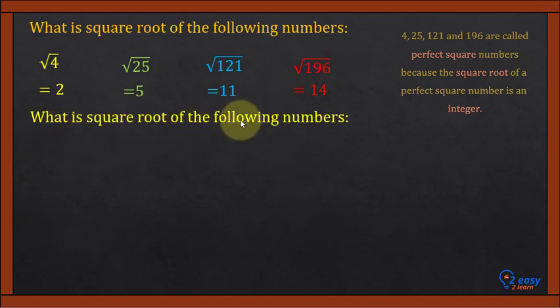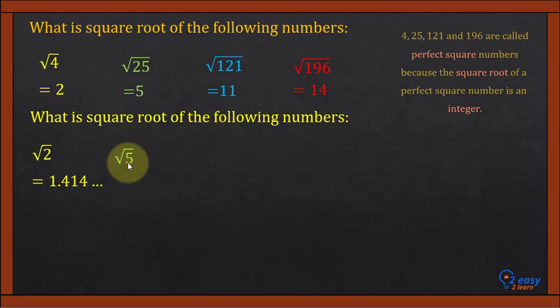What is the square root of the following numbers? Again, square root of 2. Is the square root of 2 an integer or not? Think. You can check it on your calculator. If you find the square root of 2 on your calculator, you will see the answer is 1.414 and so on. So 1.414 is a non-terminating decimal, not an integer.